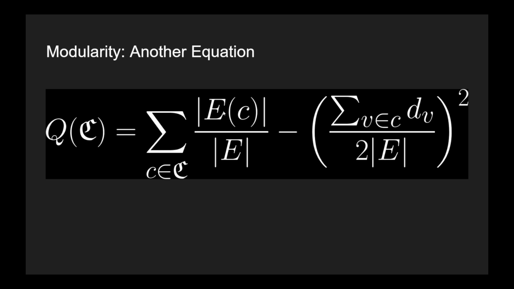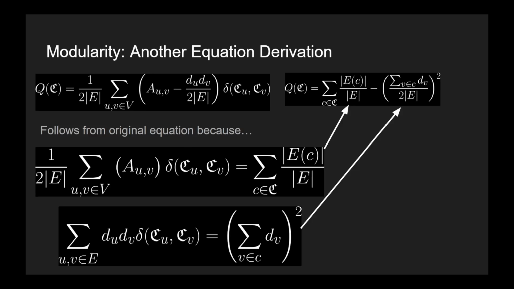So here, E of C is going to be the number of edges in that community. E is going to be the total number of edges in the graph. From that, we're going to subtract the sum of the degrees of the vertices in the community divided by 2 times the number of edges, and that term will be squared. So if you evaluate this equation, it'll exactly match the other one. They're equivalent.